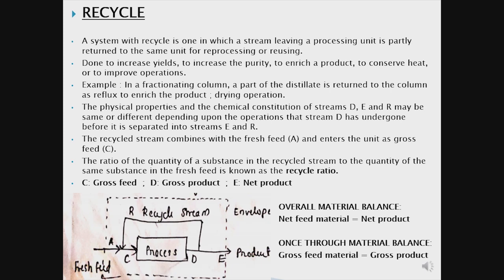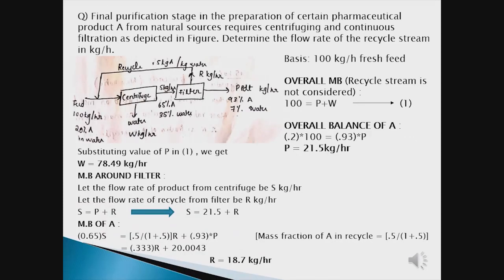And the overall material balance is: net feed material is equal to net product, and from material balance, the gross feed material is equal to gross product. And now discussing the questions. The first question is: the final purification stage in the preparation of a certain pharmaceutical product A from natural sources requires centrifuging and continuous filtration as depicted in the figure. Determine the flow rate of the recycled stream in kilogram per hour.